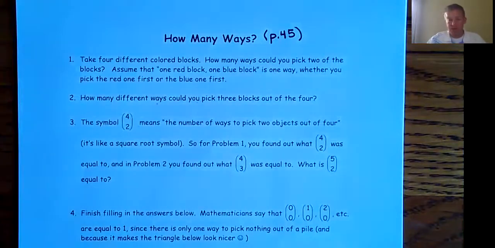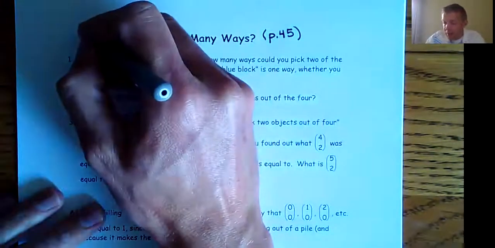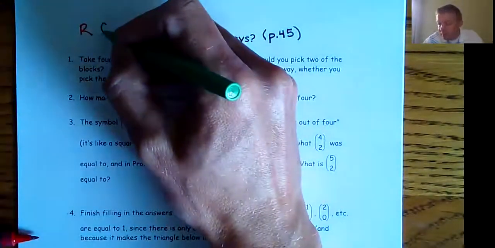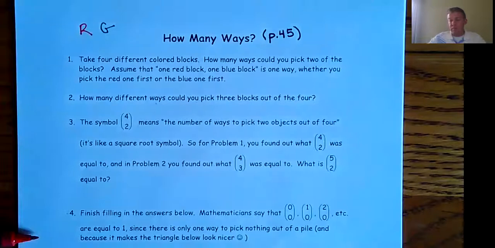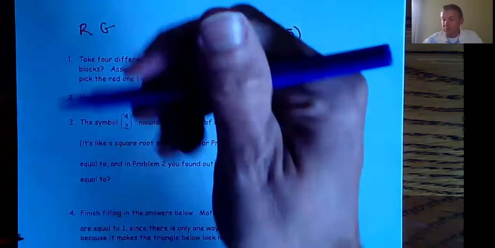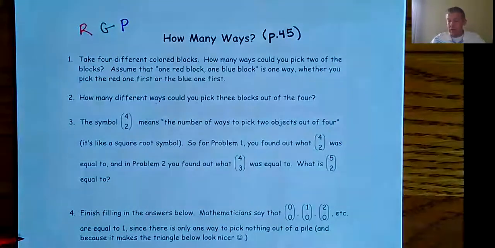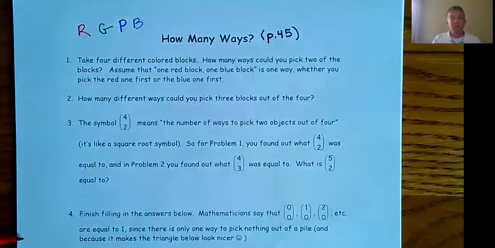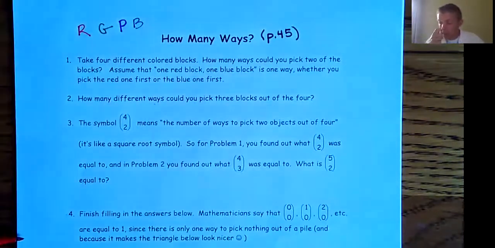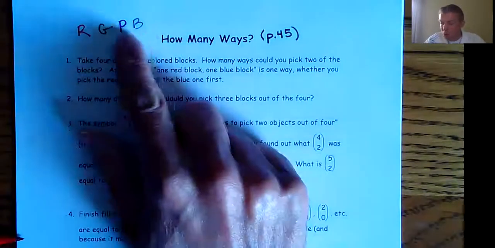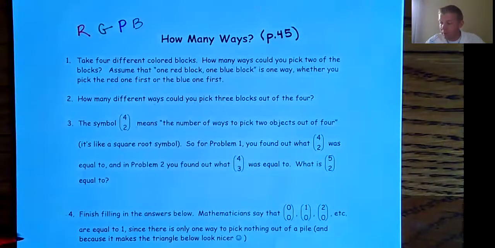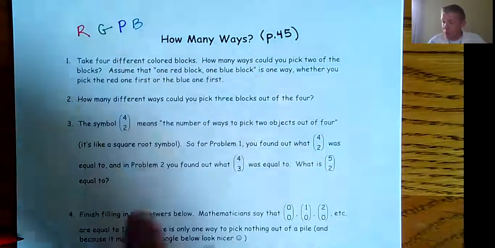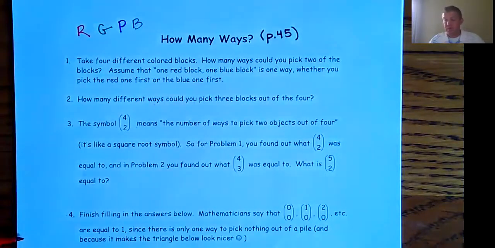So I'm going to try to use some colors here. Let's say we've got 4 blocks. We've got a red, we've got a green, we've got a purple, and I'm going to have a blue. You obviously don't have to use different colors on your notes unless you want to. I just wanted to try to show different colors. I know purple and blue are kind of hard to see there. But anyways, I want to know, with those 4 colored blocks, how many ways could you pick 2 blocks?